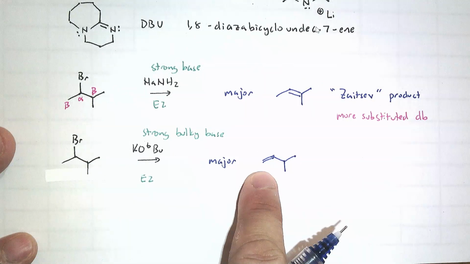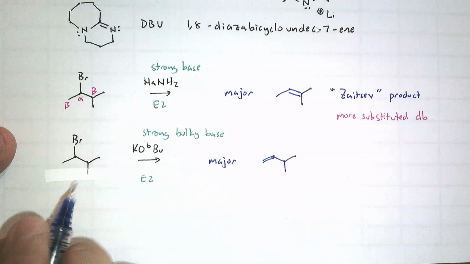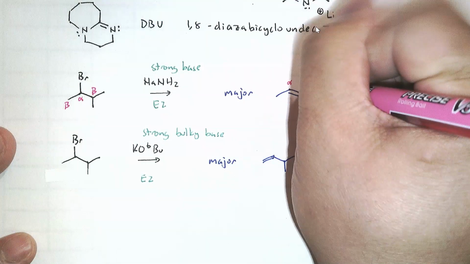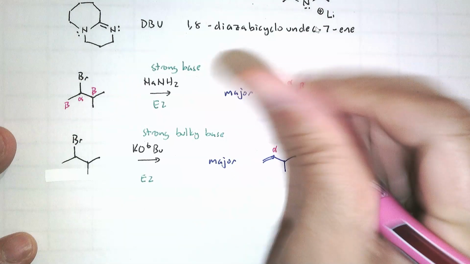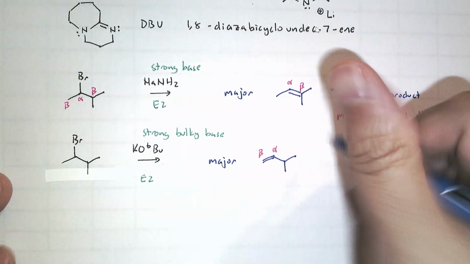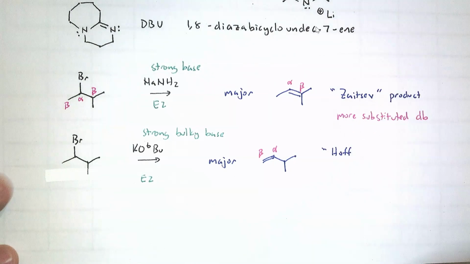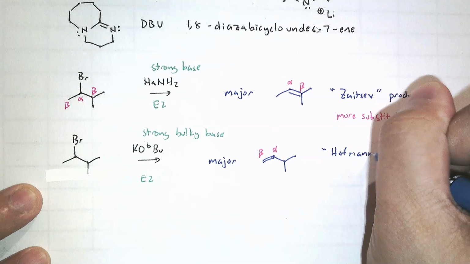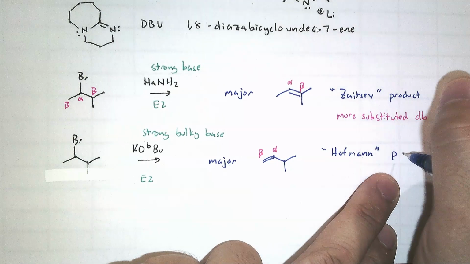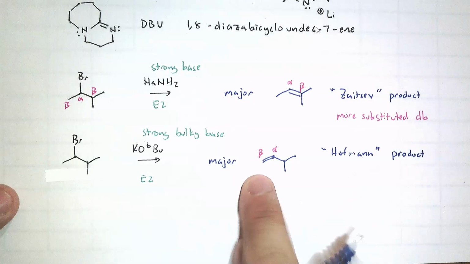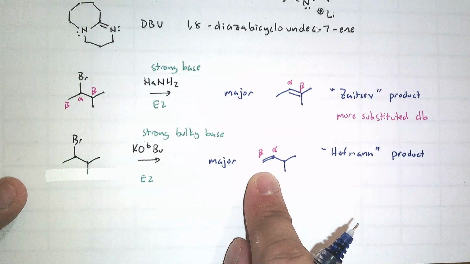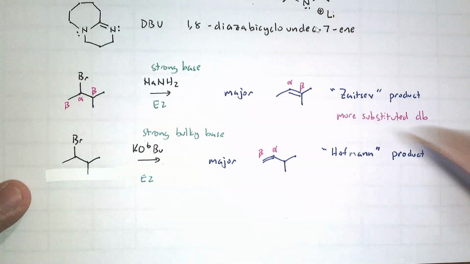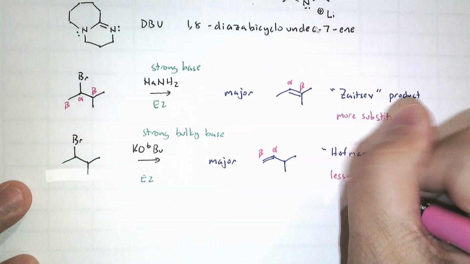On the less crowded side, because the base is too big to grab a proton off of the beta carbon that's crowded. So we're still forming, like in the first case, a double bond between the alpha and the beta, but now the beta we're using is on the left. This is called the Hofmann product, and it's interesting because you're making the less stable double bond. The less substituted double bond is the less stable double bond. But it's the one that's made because it's so hard for that crowded base to grab the proton off of this beta carbon. So you're making the less substituted.